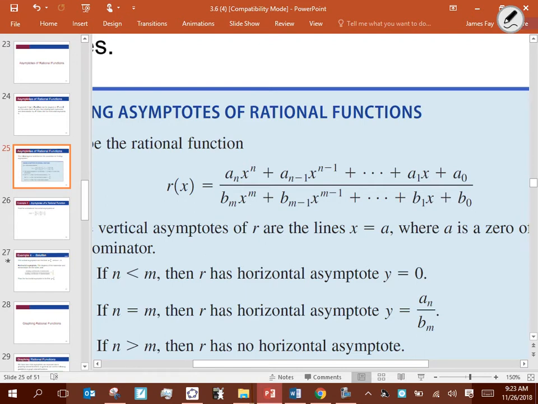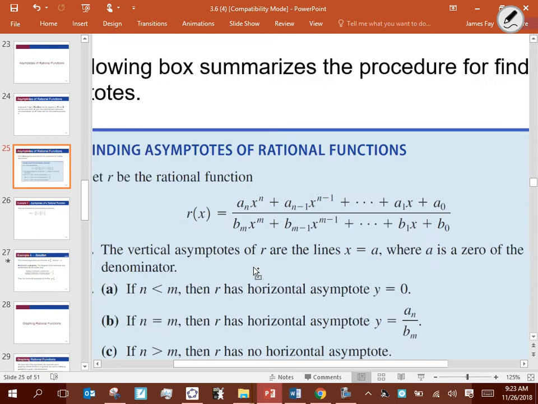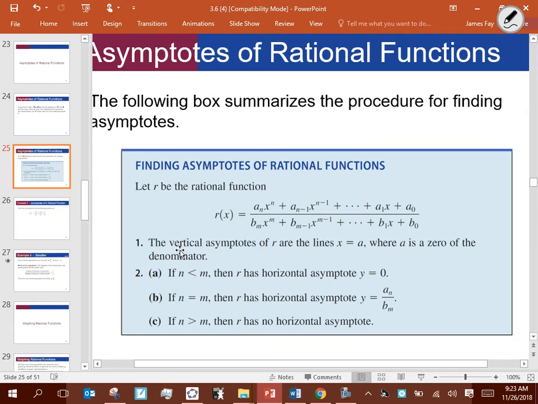Okay. The first item here says the vertical asymptotes of R are the lines x equals a, where a is a 0 of the denominator. Think about this. When we look at a rational function, we can never divide by what? 0. Okay. Dividing by 0 always gives us a problem.